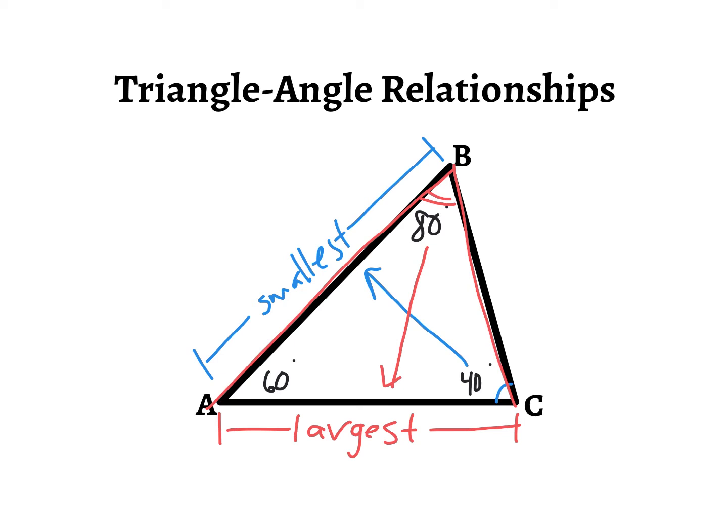So I can organize these sides from smallest to largest. The smallest side would be AB. The medium side would be across from 60, right over here, so BC is the next one. And then the largest side would be across from the largest angle, which is AC. So if you're given the angles, you can predict which side measurements of the triangle will be the largest and which one will be the smallest.